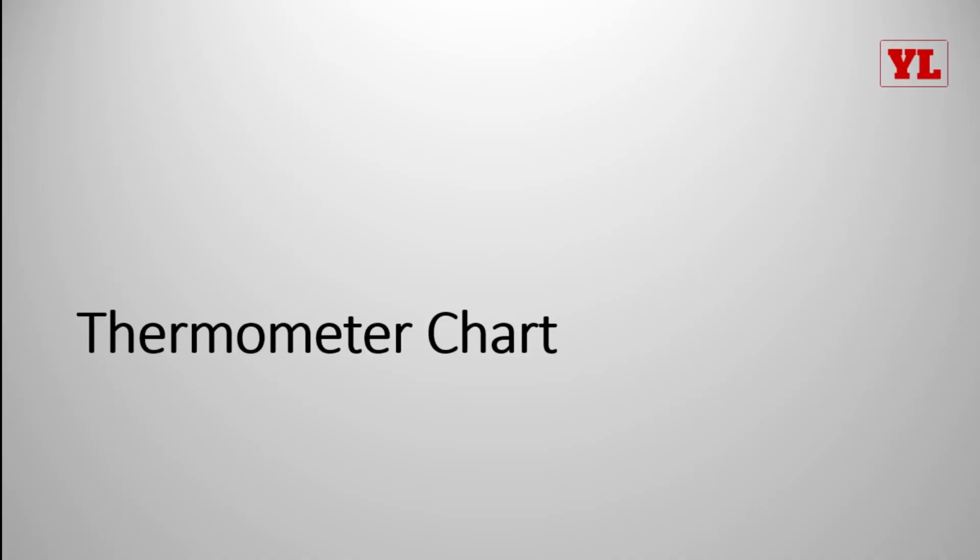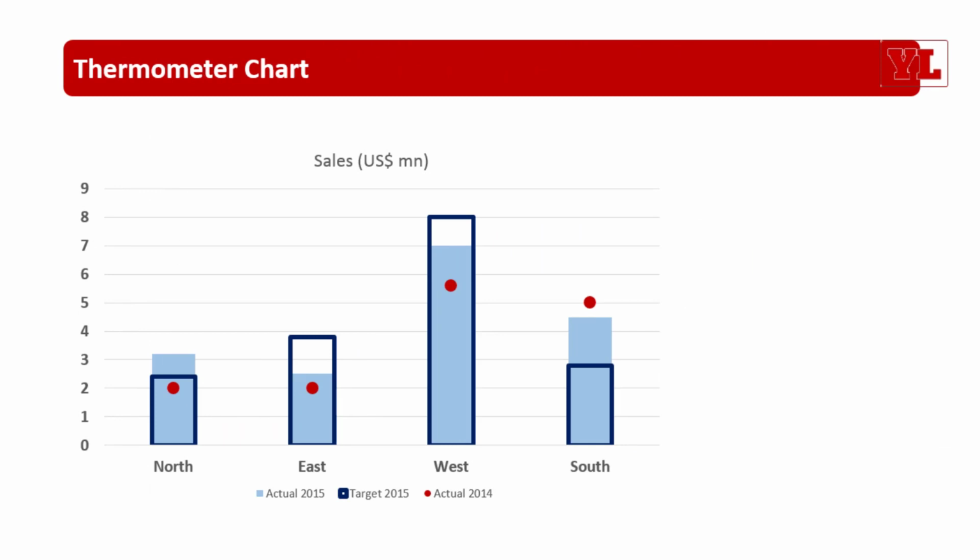This time, let's delve into how a thermometer chart is created. Now, the name seems very jazzy, but I wonder how does that look? Well, let me give you an example. This time we have three variables. In fact, two main variables, the dark blue and the light blue. The dark blue border is actually the target which people have been asked to achieve from different regions.